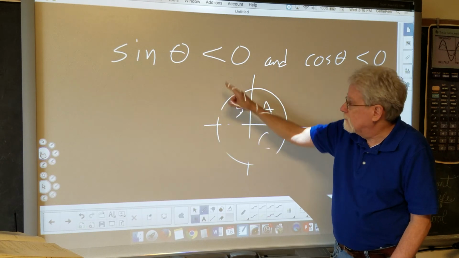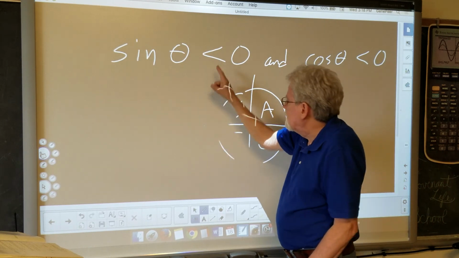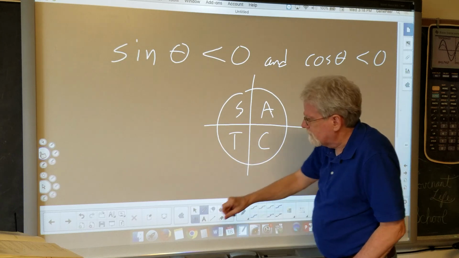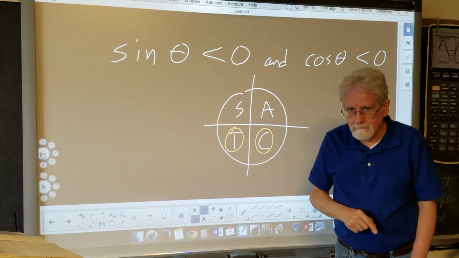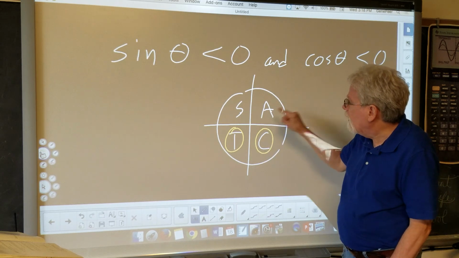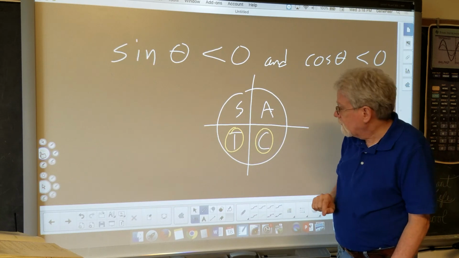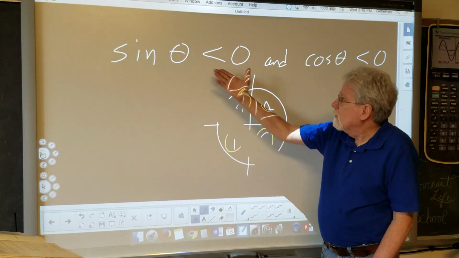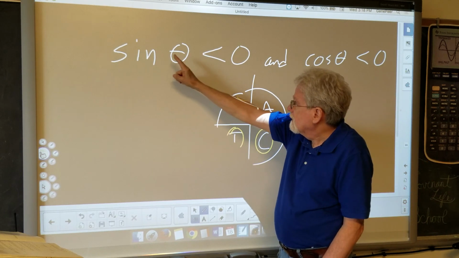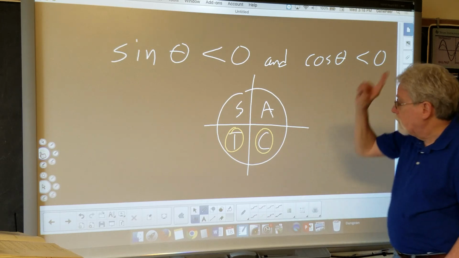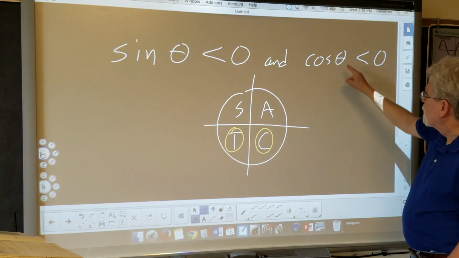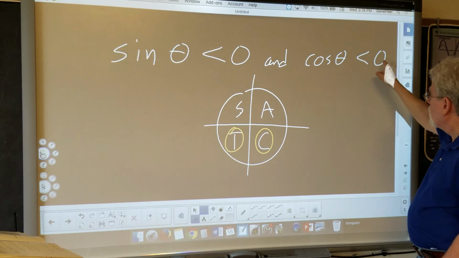Our sine is negative. So that means if the sine is going to be negative, it's got to be either here or here. Because sine is positive here and here, sine is negative every place else. So this particular theta, if its sine is negative, it's got to be here or here. But we also know that for the same angle, the cosine is also negative.